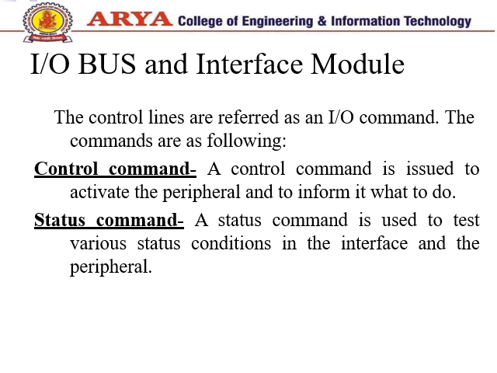The control lines are referred to as an input-output command. The commands are as follows. Control command: a control command is issued to activate the peripheral and to inform it what to do. Status command: a status command is used to test various status conditions in the interface and the peripheral.